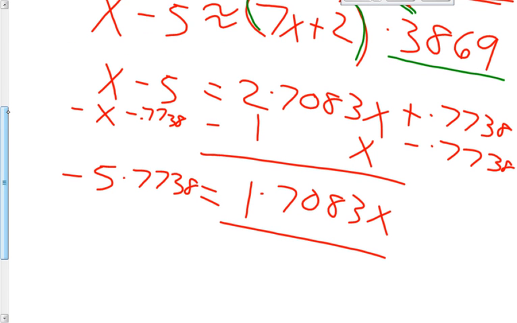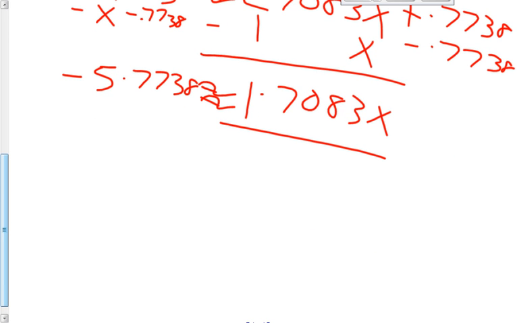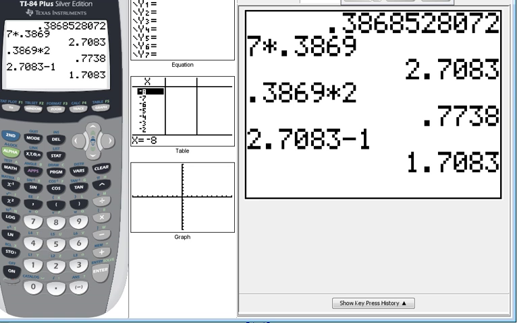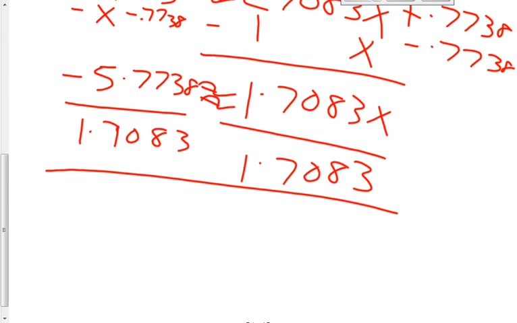And then lastly, I'm going to divide both sides, and I got to get in the habit of doing this. This should be approximately equal to. Lastly, I'm going to divide by 1.7083. And when I do that in my calculator, negative 5.7738 divided by 1.7083.